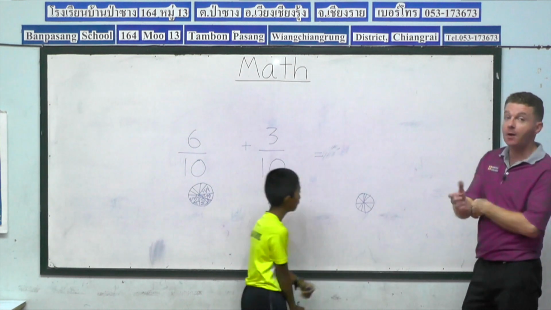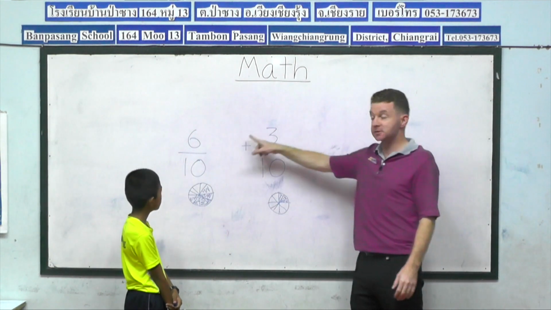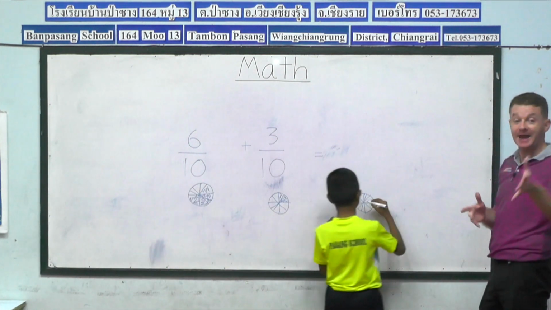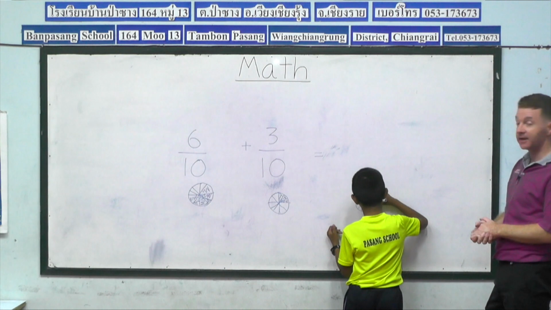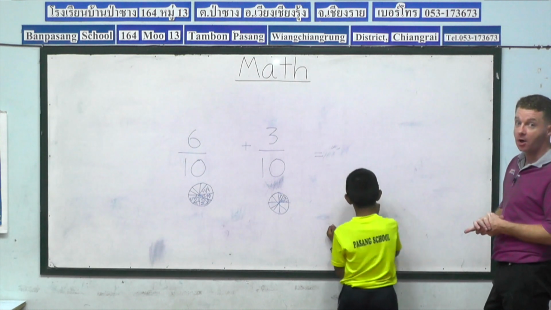So what we do now is we add the fractions together. 6 plus 3 equals 9. So now 9 over 10. Excellent. You see, we're adding the fractions together. So we need 9 parts in blue.